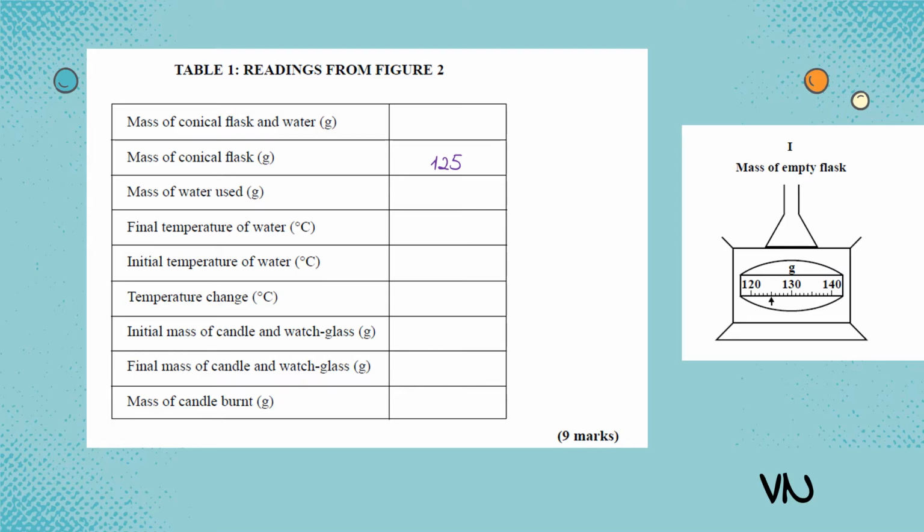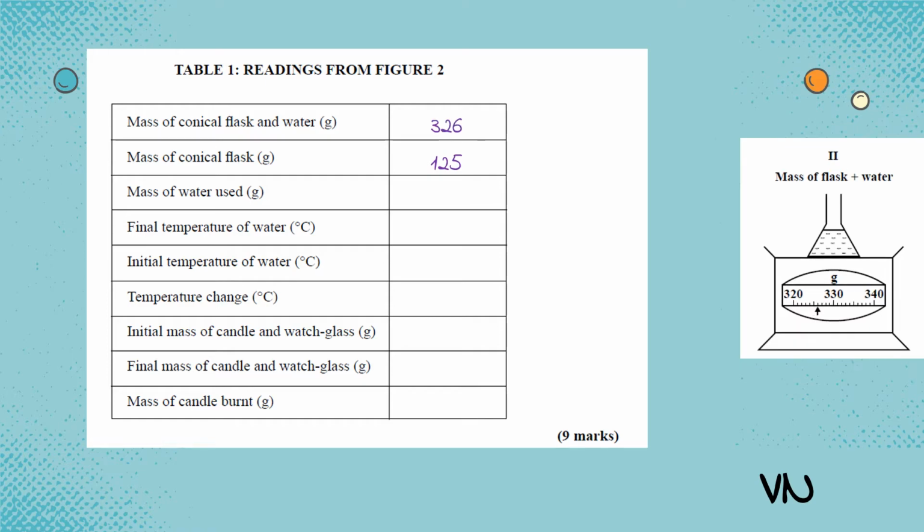So the first apparatus that you had to read off here is the balance, and you have to take the mass of the empty conical flask. That reading is going to be 125 grams. Next, you're asked to record a reading for the mass of the conical flask and water. Looking at the balance given there, the reading will be 326 grams.